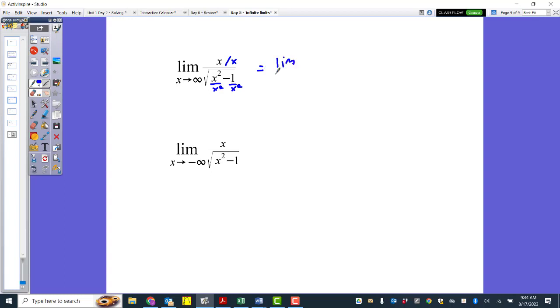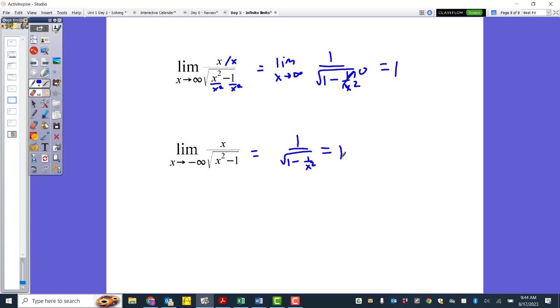We're left with limit as x goes to infinity of 1 over square root 1 minus 1 over x squared. And as x goes to infinity, this is going to go to 0. And so we're going to be left with 1. Nothing too crazy there, except the second one. This one has a similar process. We divide through everything, and we end up with 1 over square root 1 minus 1 over x squared. We'd end up with 1, right?